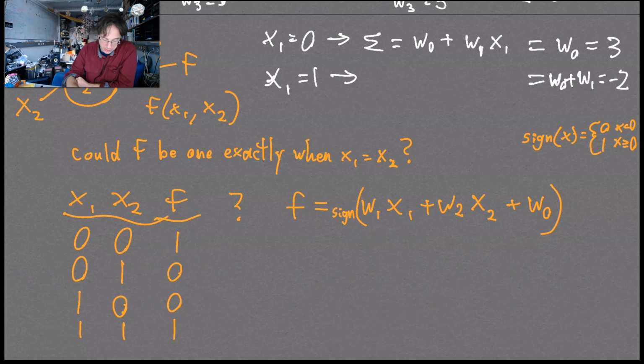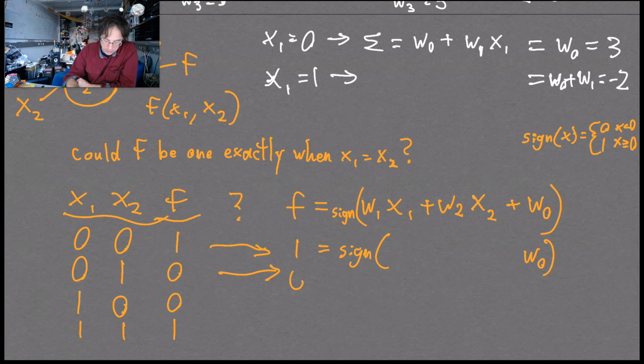For example, in the first row, f is 1, so 1 is the sign of weight 1 times x1. Well, we know x1 is 0, so that term disappears. x2 is also 0, so that term disappears. Just the w0 stays. So that's the equation. I left a lot of empty space so that the parts would line up.